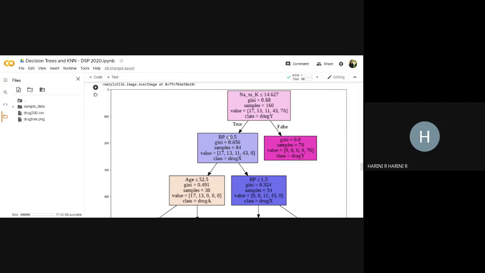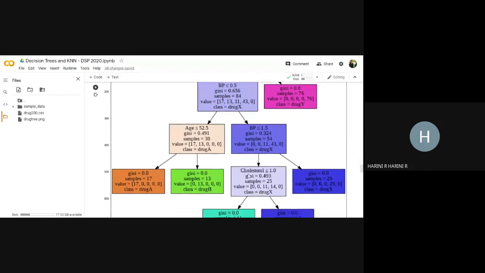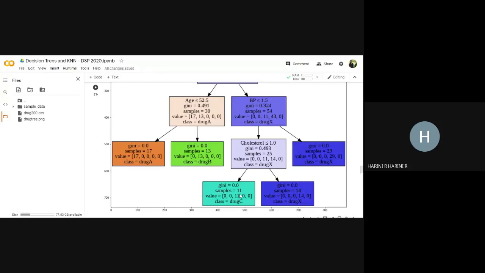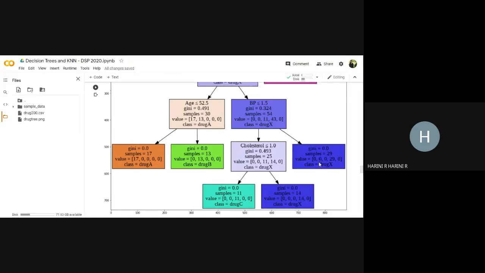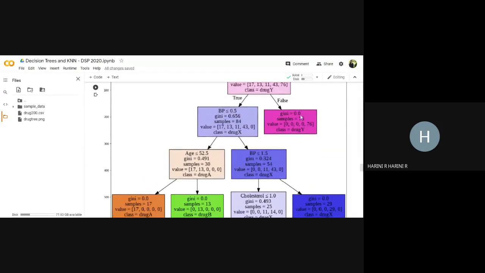So if it is less than or equal to 0.5, so essentially if the BP encoded value is 0, it is going to go to the left side of the tree. Otherwise, it's going to go to the right side of the tree. Similarly, it repeats this until it reaches the end in which there are no further branches. Whichever boxes, we call these boxes nodes. Whichever boxes or nodes don't have any further branching below them, we call them leaf nodes. So we have 1, 2, 3, 4, 5, and 6 leaf nodes.